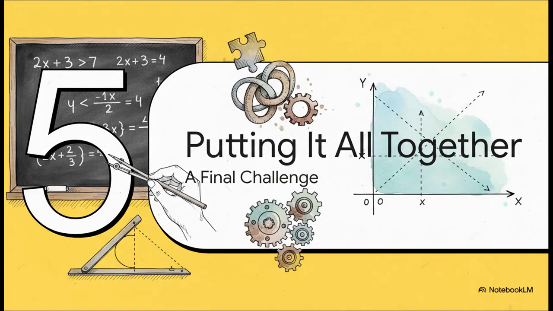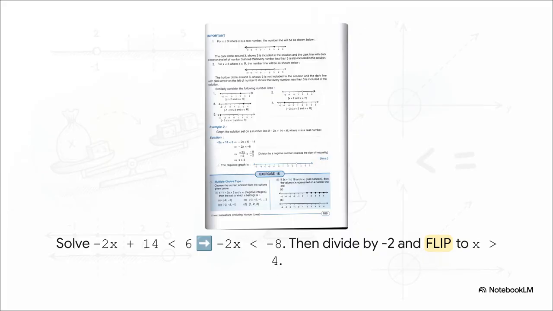Okay, we've covered a lot. We know the rules, we've solved one, we know how to draw it. Time to put it all together for one final challenge. Let's do this. All right, one last round. We've got negative 2x plus 14 is less than 6. First, subtract 14 from both sides. That gets us to negative 2x is less than negative 8.